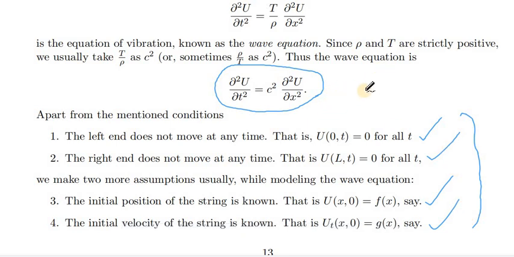And we are assuming so many conditions: that the string is a uniform string, we do not consider the effect of gravity, and we will consider only one-dimensional vibrations. The string will be moving only up and down, not sideways. Of course, we learn all these assumptions while modeling the wave equation.